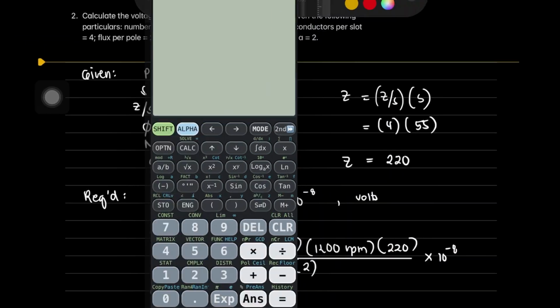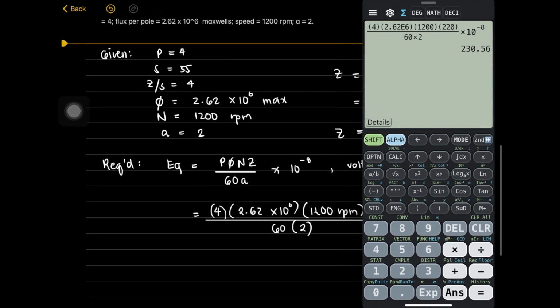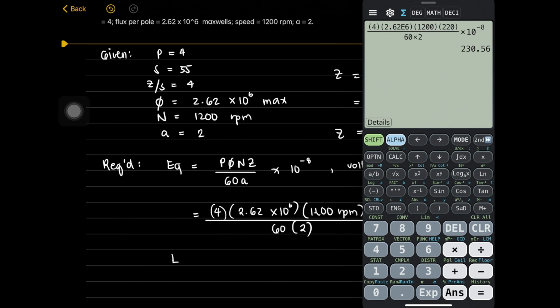So again, bringing out our calculator here, we'll be having 4 multiplied by 2.62 times 10 raised to 6 multiplied by 1,200 RPM times 220 all over 60 times 2. And this would be times 10 raised to negative 8. Alright, so the generated voltage of this machine is equal now to 230.56 volts.